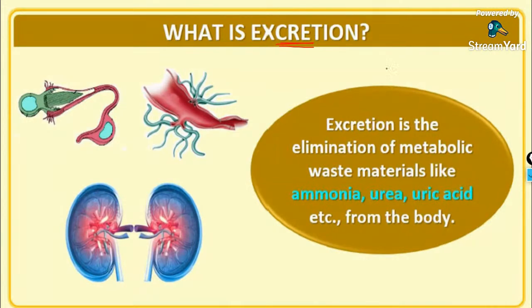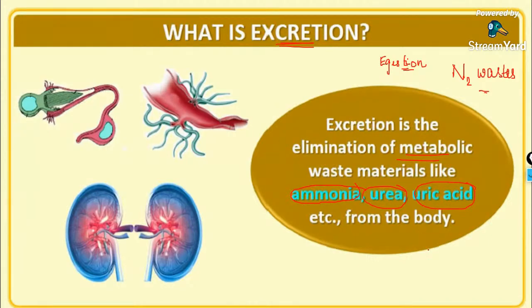We already discussed the difference between excretion and egestion in the chapter digestion and absorption itself, right? The main difference between excretion and egestion is that excretion means the removal of metabolic waste such as ammonia, urea, uric acid. Ammonia, urea, uric acid we commonly call the nitrogenous waste. So excretion is the elimination of metabolic waste materials like ammonia, urea or uric acid etc. from the body.